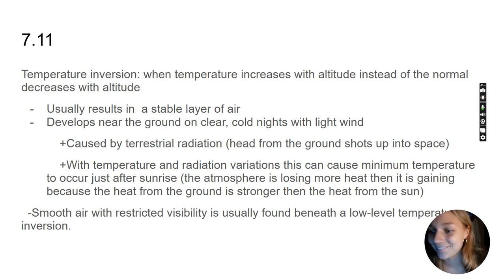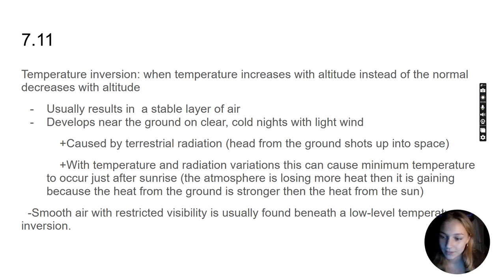All right, final section. Temperature inversion. This is when temperature increases with altitude instead of the normal where it decreases with altitude. This usually results in a stable layer of air. It develops near the ground on clear, cold nights with light winds. And this is caused by terrestrial radiation, which sounds crazy. I don't know why they use that word. It's just heat from the ground that shoots up into space. That's what it is. I think it means like terrain radiates to space.